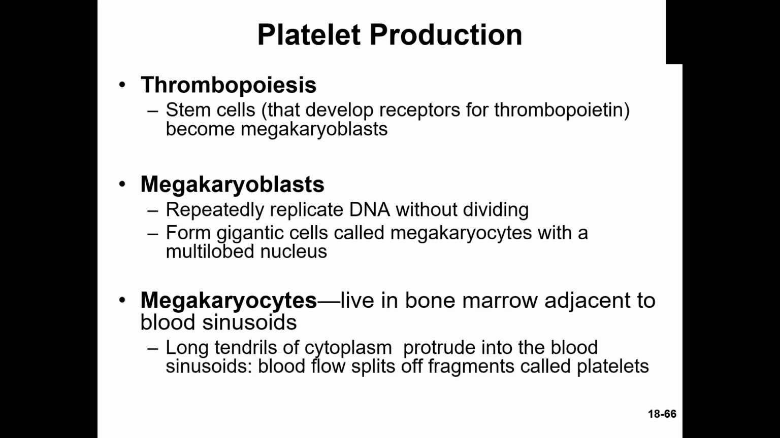It will live in bone marrow adjacent to blood sinusoids, so, pathways to deliver this. This is the cool part. These megakaryocytes will have long tendrils, like fingers of cytoplasm, that will protrude into these sinusoids or flow cavities. As the blood flows, it will drag with it parts of the tendril or the roots. It's like it has roots.